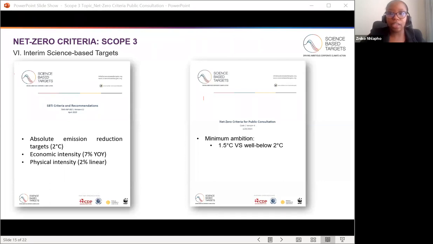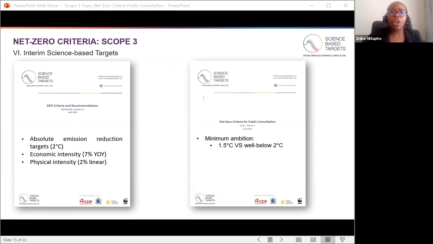With absolute emission reduction targets, these need to be consistent with the level of decarbonization required to keep global temperature increase to 2 degrees compared to pre-industrial temperatures. And absolute targets in this instance can be expressed in intensity terms based on units that are consistent and representative of the company's activities.